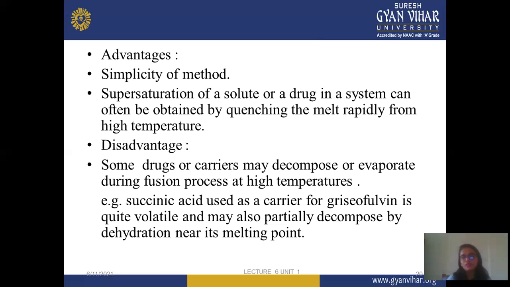This method is easy, convenient, and economical, and no trained person is required. The only disadvantage is that we do not use it for heat-sensitive, thermolabile material.